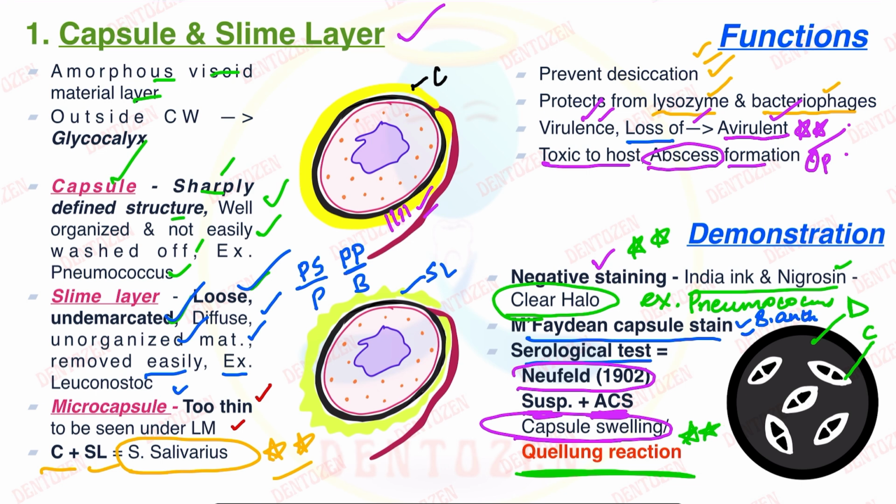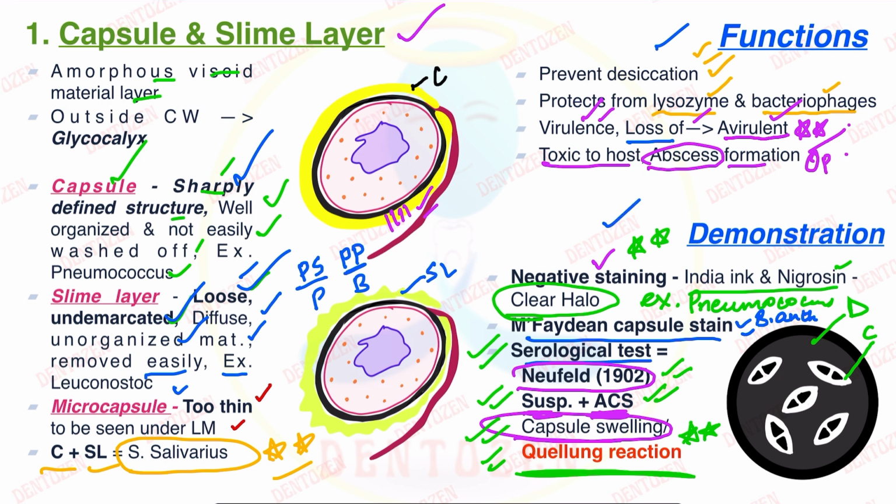So what is the Quellung reaction? It is a serological test where a suspension containing bacteria with capsules is mixed with anti-capsular serum, leading to capsular swelling, and is called the Quellung reaction, first described by Neufeld. So that is capsule and slime, the difference between the two, the functions of capsule, and then demonstration.